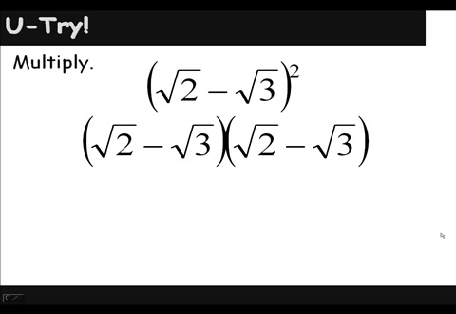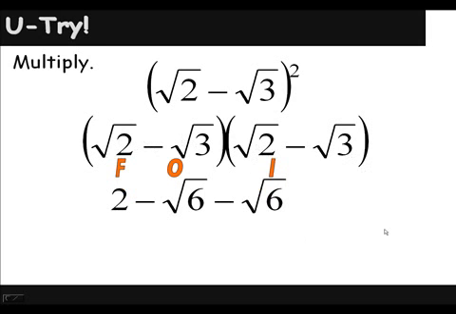Okay, this is what I would do. I would follow FOIL or double distribution, however you want to think of it. Root 2 times root 2 is 2. Root 2 times negative root 3 is negative root 6. Negative root 3 times root 2 is another negative root 6. Negative root 3 times negative root 3 is positive 3. Combining like terms, I get 5 minus 2 root 6.